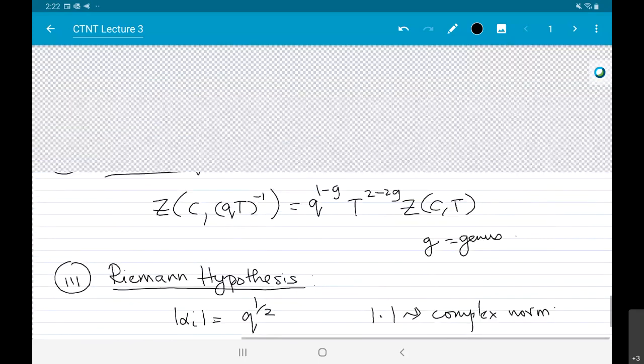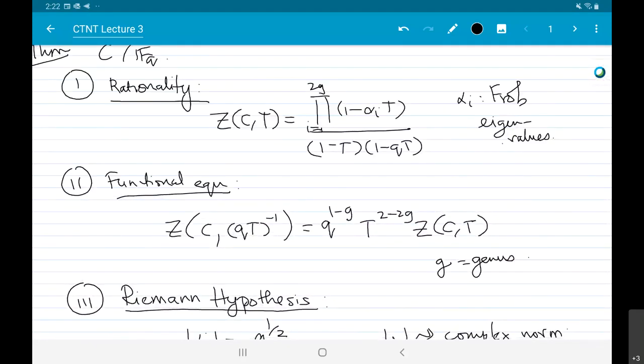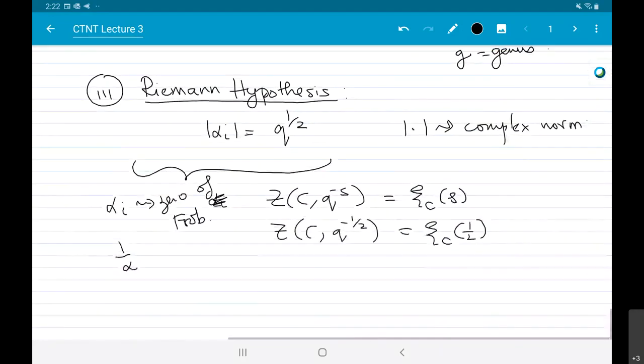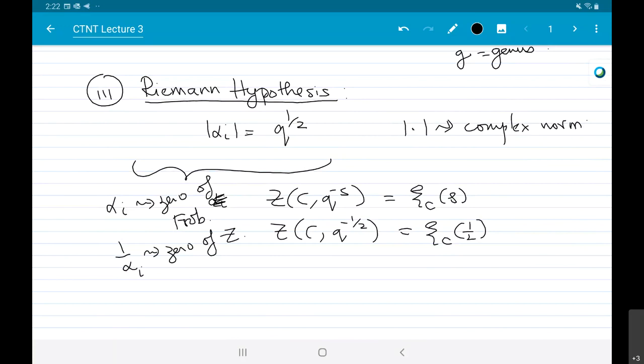So if you look at the expression for Z_C(T), 1 over alpha_i is a zero of Z_C(T). And so what this tells you is that all of the zeros of zeta_C(s) lie on the line Re(s) equals 1/2, which is why this is called the Riemann hypothesis. And so to answer the question, this is called the Riemann hypothesis for function fields. And this is known.